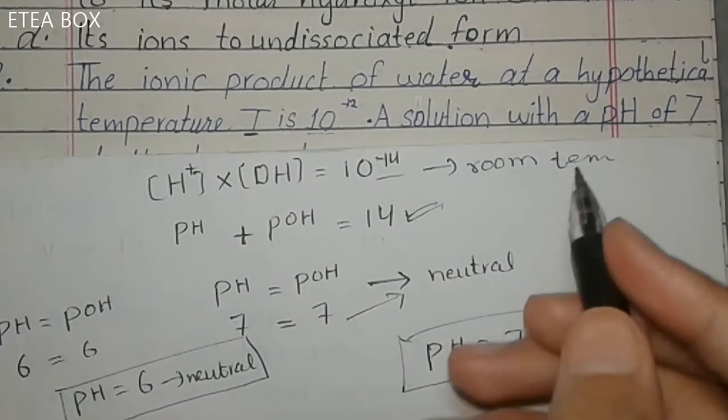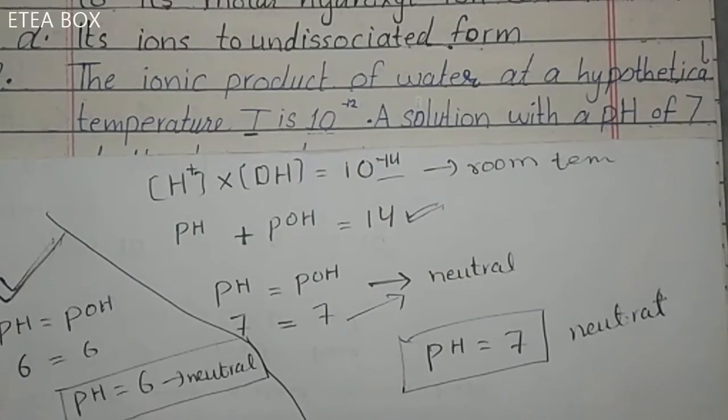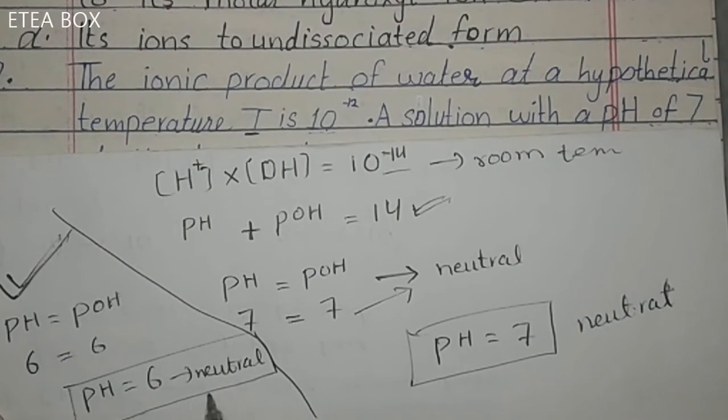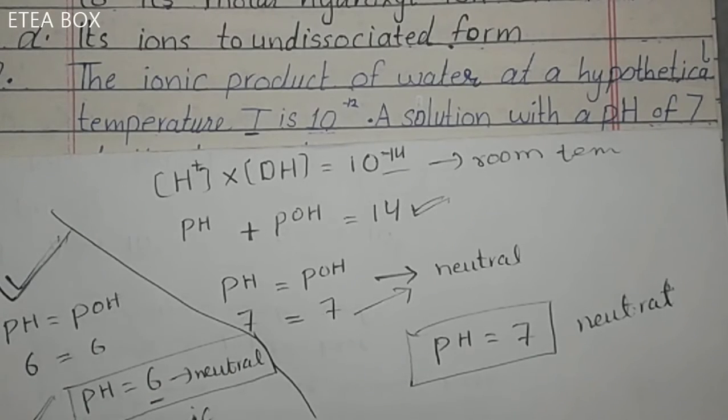Now, if the solution has a pH of 7, then what will it mean? It means that the solution is basic. When the pH is greater than 6, the neutral point, it means that the solution is basic. When the pH is 7, the solution is basic in this case.